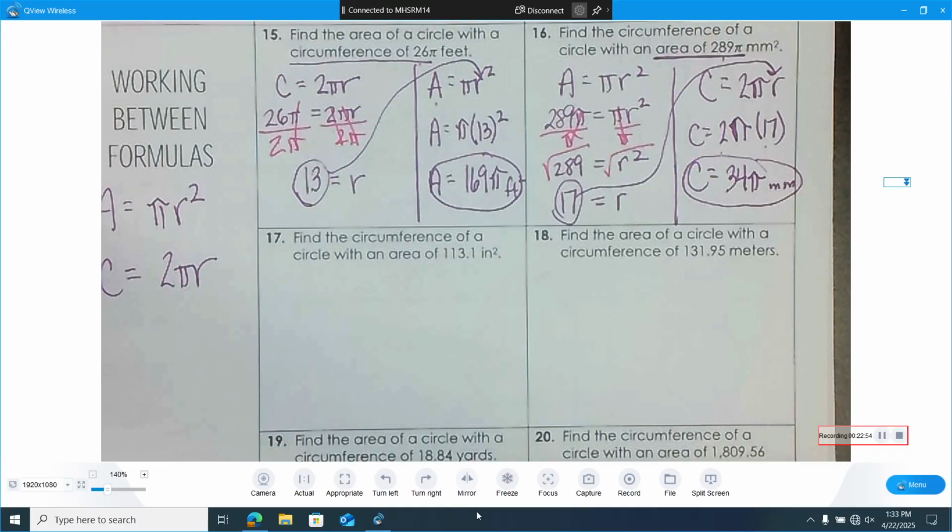How'd we get what? Nothing. I was trying to figure out how to get my calculator.